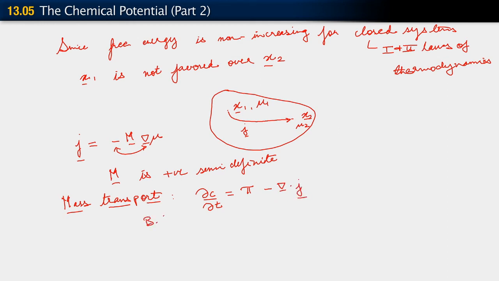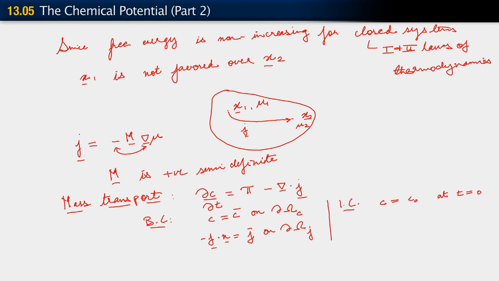Boundary conditions are C equals C bar on the concentration boundary, or the Dirichlet or essential boundary, and we have minus J dot N equals J bar on the flux boundary. We have an initial condition, IC, which is that C equals C naught at time t equals 0.